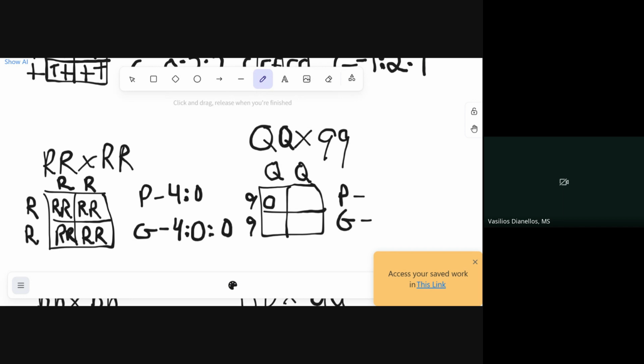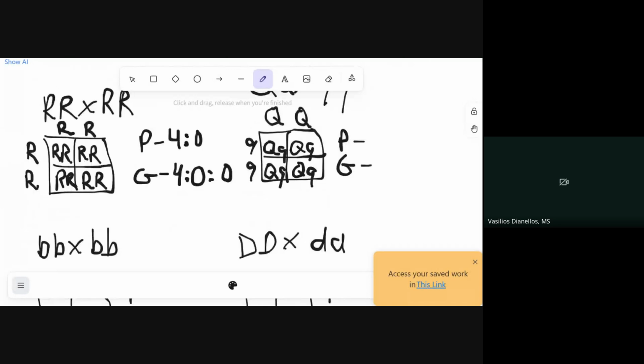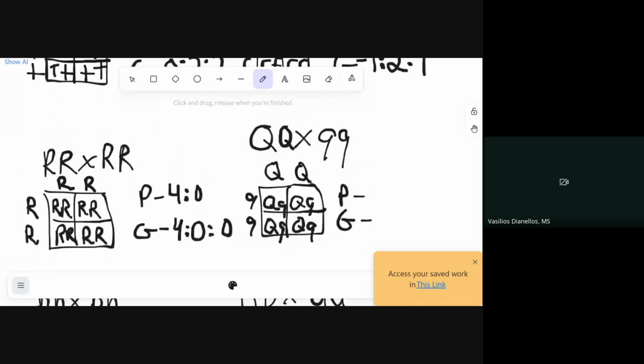We bring them together. We have big Q, little q. We have big Q, little q. We have big Q, little q. And then once again, another big Q, little q. So here we go again. Let's look at the genotype ratio first. How many of them are homozygous dominant? 0, right? None of them are big Q, big Q. So we will write 0.